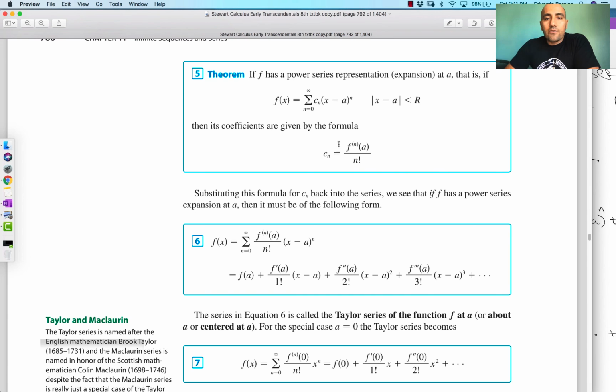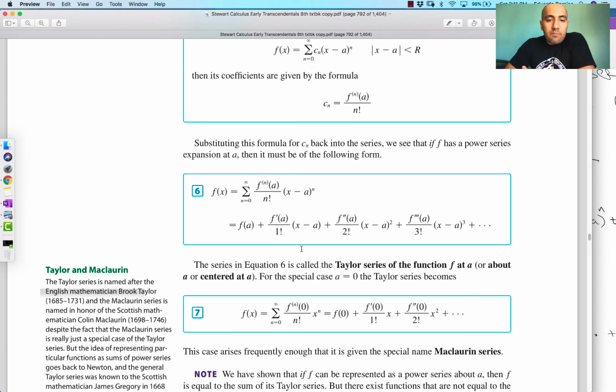So this tells you how to find each one of these c sub n values. So we can replace c sub n by this. That's what happened here. So this, number 6, is an exact copy. They just copied this and then replaced the c sub n with this newfound formula. The c sub n is the nth derivative of our function evaluated at a divided by n factorial, and then we keep this part of it, x minus a to the power of n.